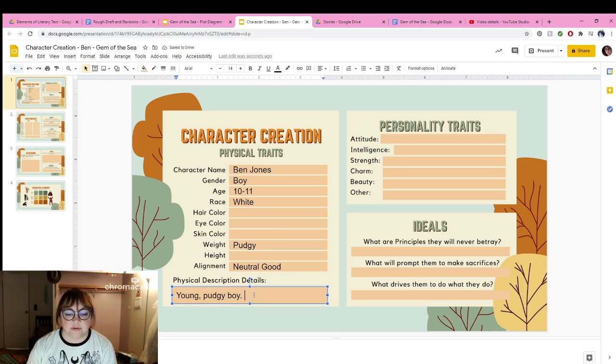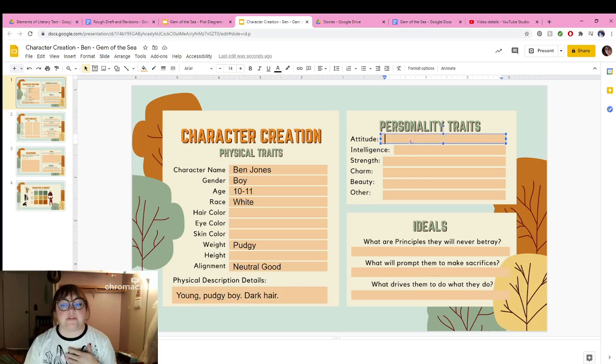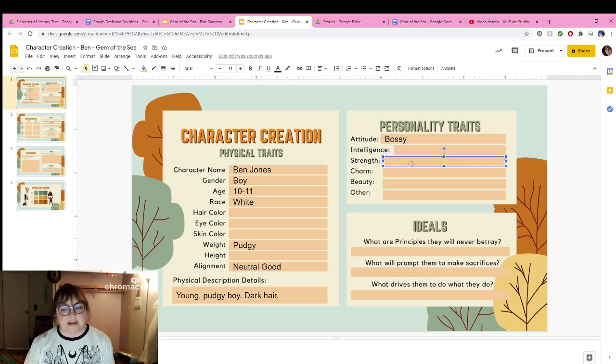And this is physical description. I imagine him with dark hair. I don't know, I'll add some other things. Attitude, he's kind of bossy. He has a little brother. He's not a bad boss per se, but he's got that older brother personality. So he's bossy. Average intelligence, average strength.